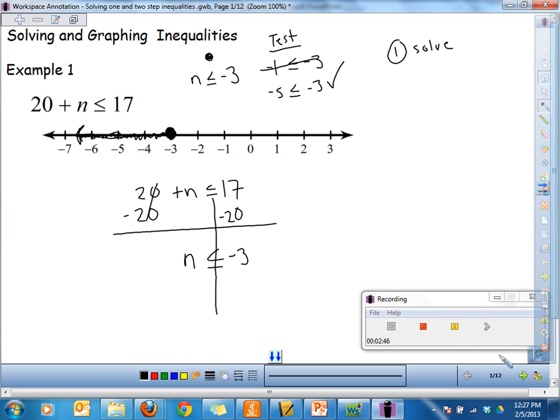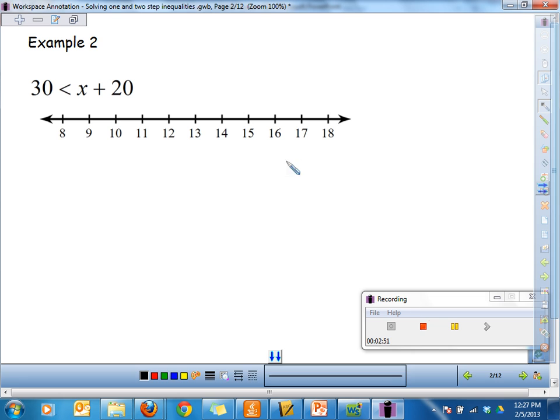Alright, let's do another example. Let's take something like 30 is greater than x plus 20. I'm going to rewrite my equation down here: 30 is greater than x plus 20. Now, we didn't finish up our steps on the other page. Remember, our first step was to solve, and then secondly, after we've solved, we're going to graph. So first thing I want to do is solve.